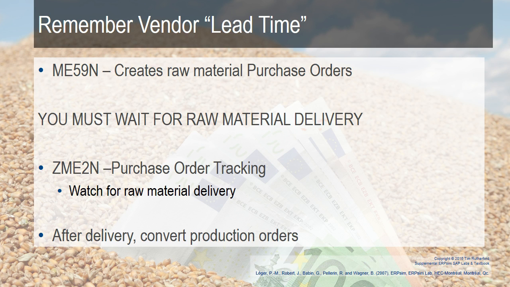The important thing to realize is that, just like in the real world, when you place an order with your vendor, you have to wait for delivery. So there's always lead time. It depends on the day. It's a random number between 1 and 5 days. You will see it within a tracking report called ZME2N, Purchase Order Tracking. So after you've converted your purchase requisitions, your planned purchase orders, into actual purchase orders, you need to wait, and as you're waiting, you open up the report ZME2N and watch for the raw material delivery.